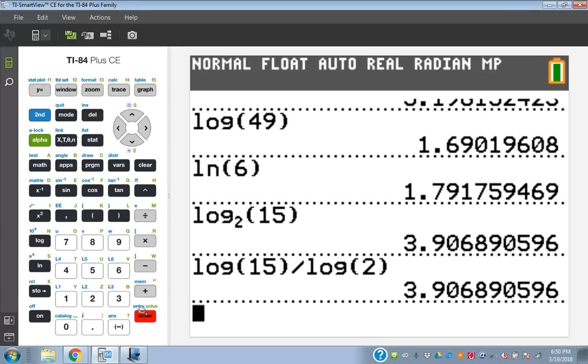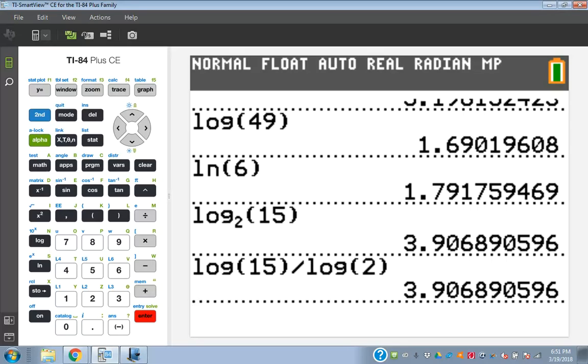This is called the change of base formula, and it used to be the only way we could do it with the calculator. Now they've gotten smarter with the technology and reprogrammed these calculators so that they can handle typing it in this way. It calculates it the exact same way. That's why it's funny. It just calls them different.